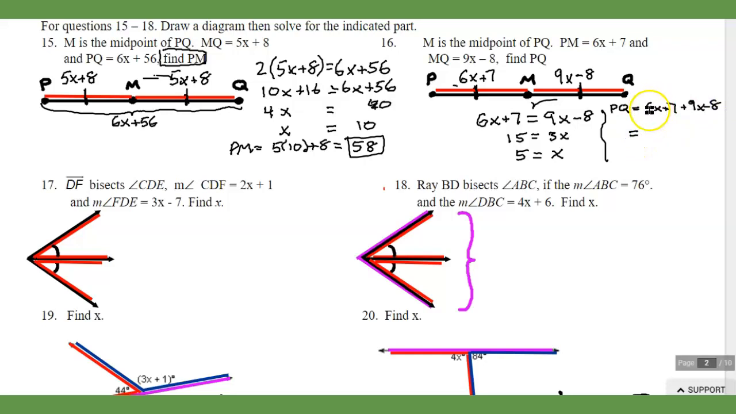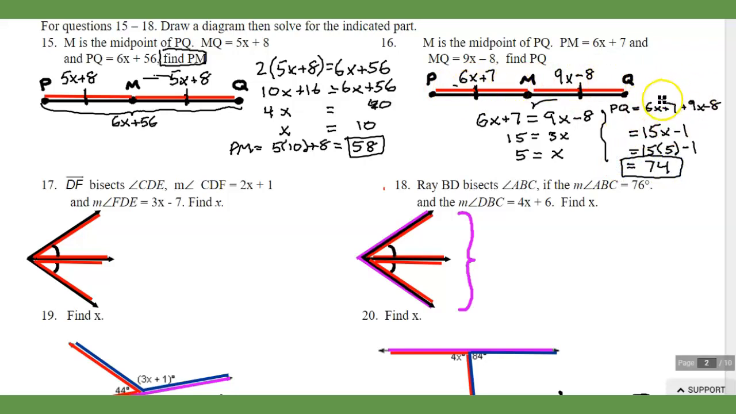So we'll have together 15x minus 1. And once I substitute in 5, we'll have 15 times 5 minus 1. So do the arithmetic here, and your answer should come out to be 75 minus 1, which is 74. 74. That is the length of the entire segment.